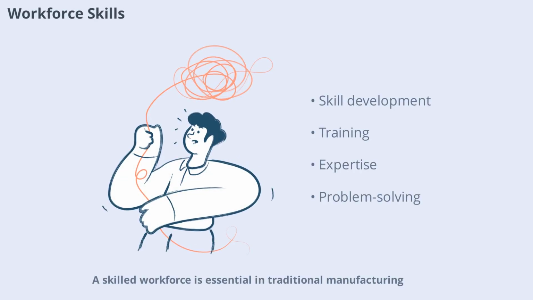A skilled workforce is essential in traditional manufacturing. Workers must understand how to operate machinery, follow safety protocols, and troubleshoot problems. Many skills are passed down through apprenticeships or on-the-job training, creating a culture of expertise and pride. This focus on skill development helps factories maintain high standards and adapt to new challenges.